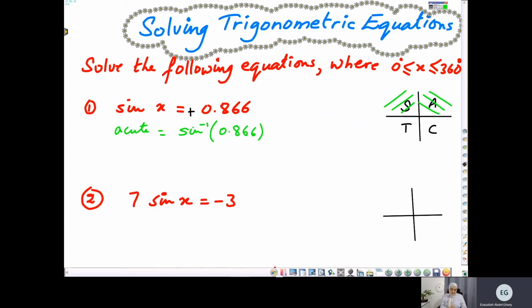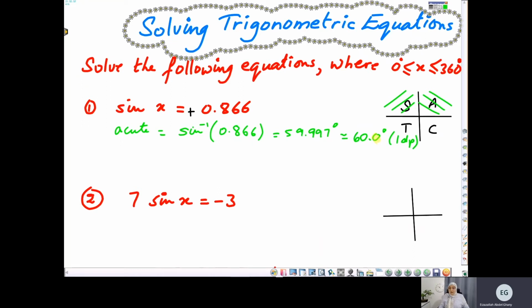Calculator: shift sine 0.866. It will be 59.997, as I told you, rounded to one decimal place. So it will be 60.0. Take care. If you don't write this 0, 1 mark will be cut because it was infinite on the display. If the angle is not exact, you have to round it to one decimal place. So 60.0 is rounded to one decimal place.